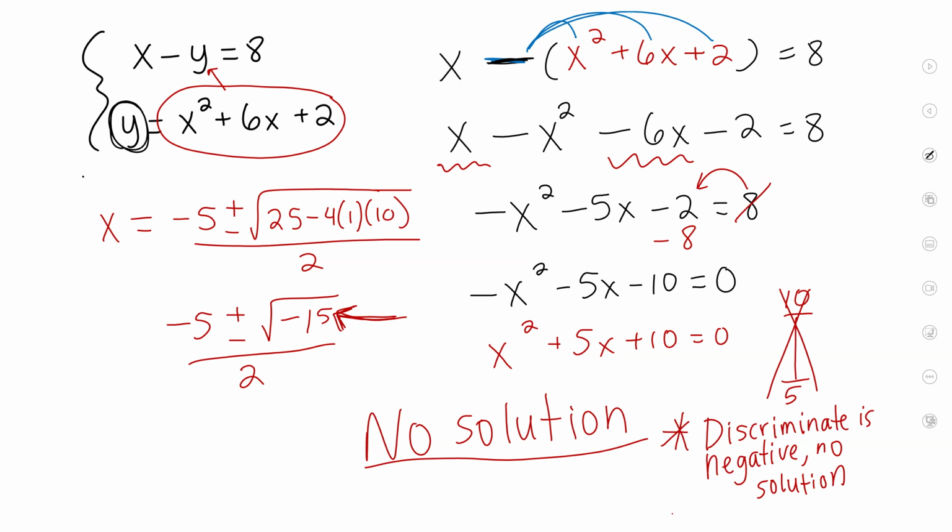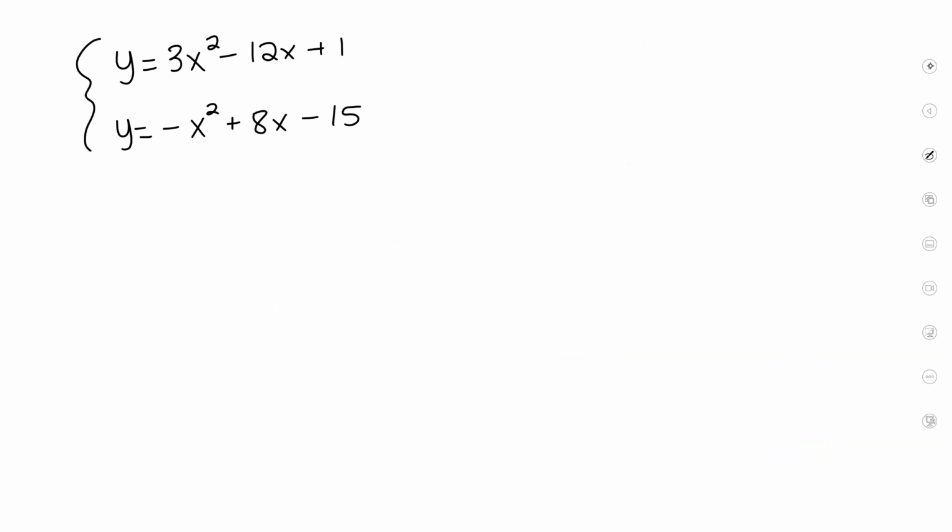I don't know what these graphs look like, but I'm assuming we have a quadratic and a linear, and they never touch. That's why it's no solution, okay? All right, let's look at this one. Now we have two quadratics. Let's see if they intersect and where. So I'm going to write, notice you have y equals and y equals, so we can just set these equal to each other. Set them equal to each other.